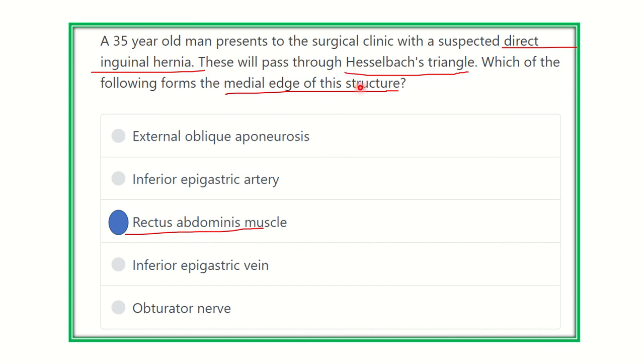And in this case, the Hesselbach triangle's medial wall is formed by the rectus abdominis, lateral by the inferior epigastric vessels, and inferior by the inguinal ligament.